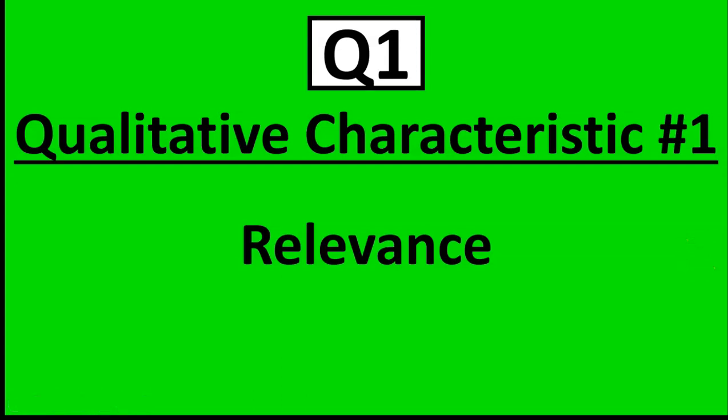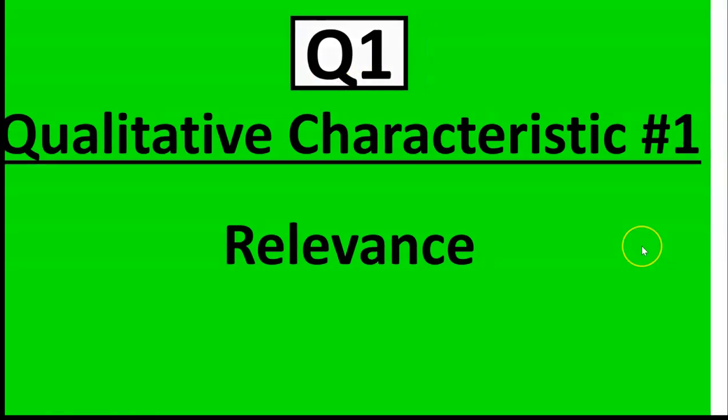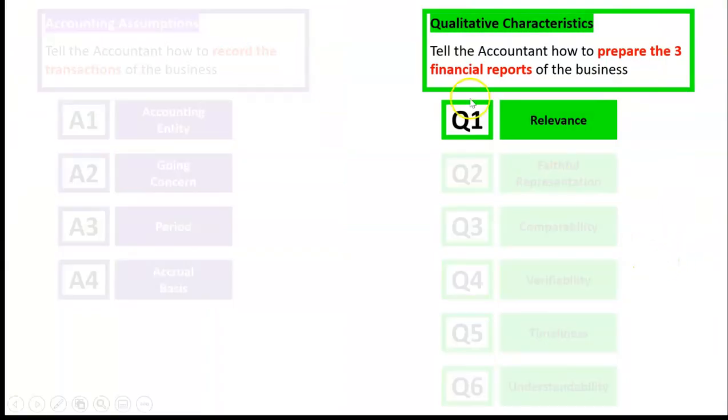So we are now to the second set of rules for accounting, which are called qualitative characteristics. So we're going to try and remember these by giving them each a letter, Q for qualitative characteristic, and a number, in this case 1, because the first one is relevance. And the category we're dealing with is the category that tells the accountant how to prepare the 3 financial reports.